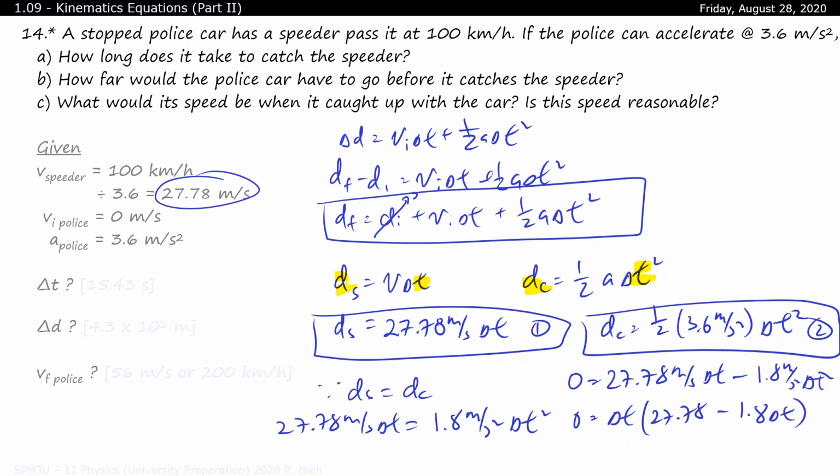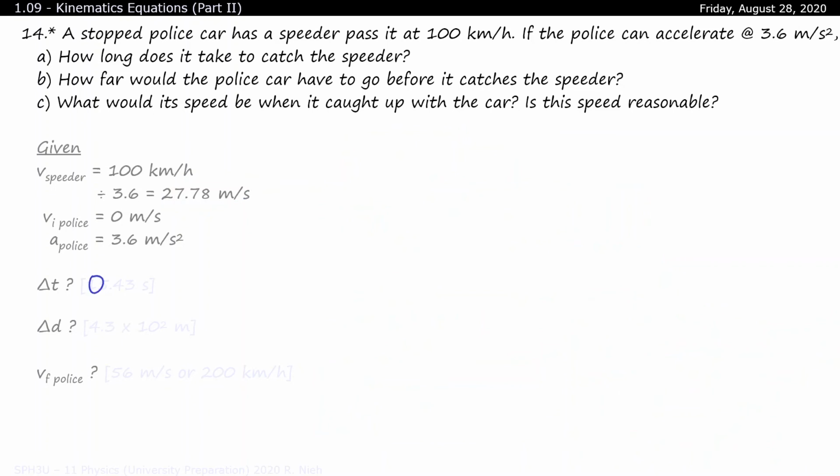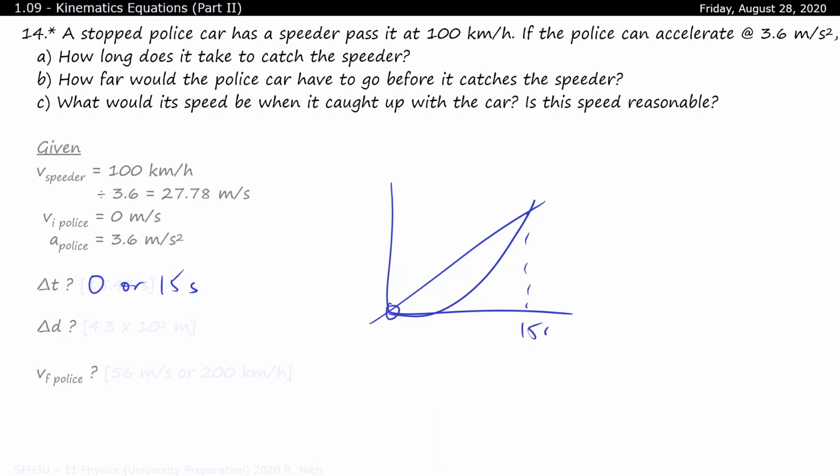We can see our two roots. One of them is t is equal to 0. And the other one is t is equal to 27.78 divided by 1.8, which is 15.43 seconds. Those are our two roots. So we have two valid answers. Delta t is equal to 0 or 15 seconds. Why is that? Well, take a look at the diagram again. Isn't it true that they were both in the same position at the beginning? And at some point, 15 seconds down the road, they both meet up again.